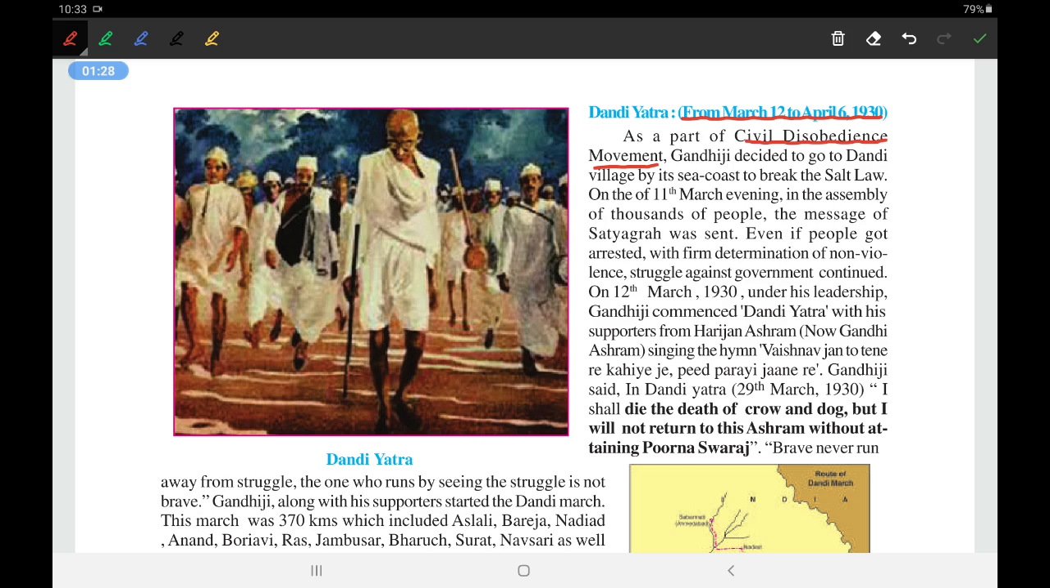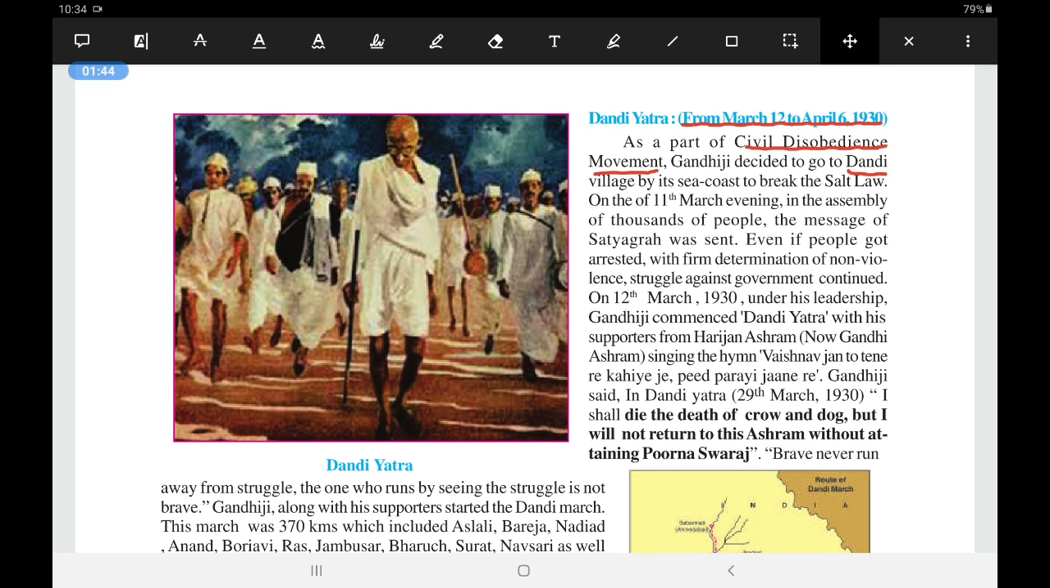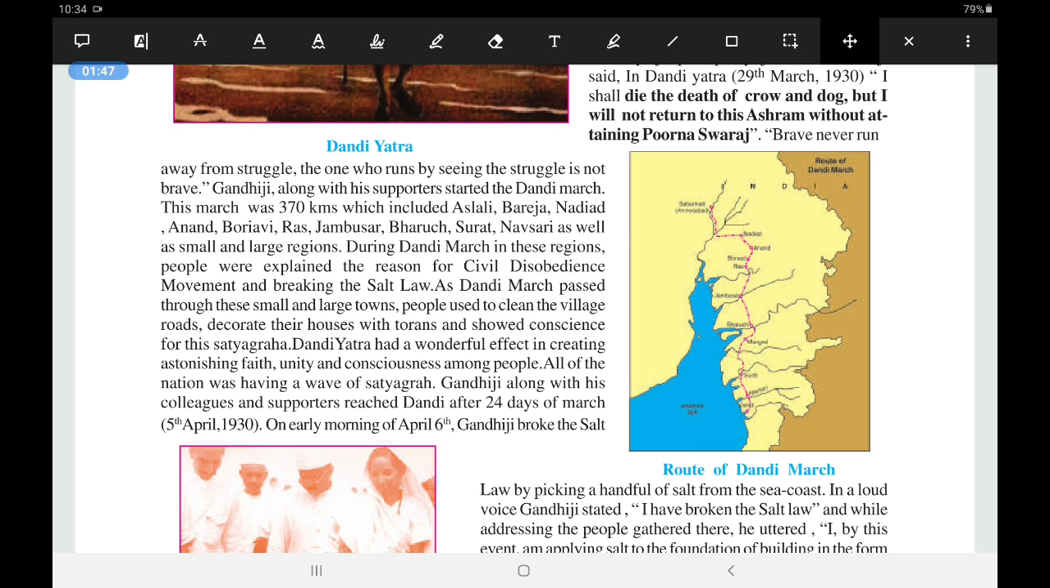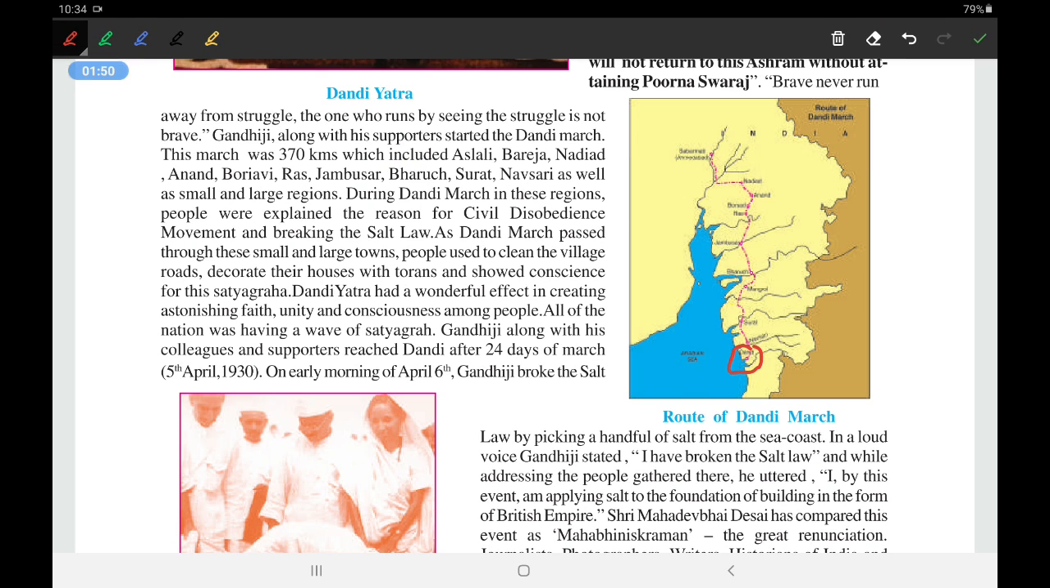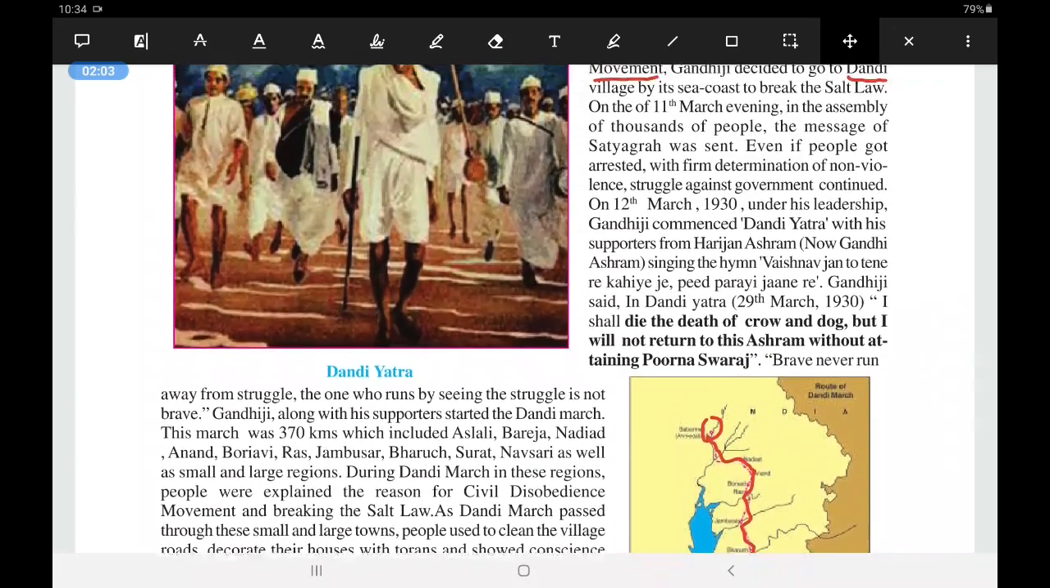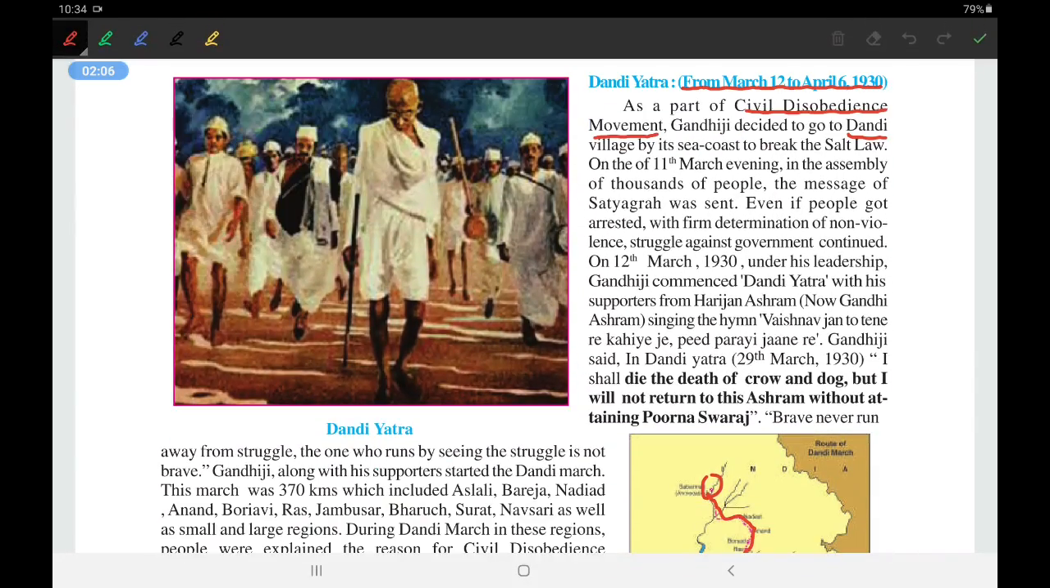The civil disobedience movement was started by Gandhiji basically on March 12, 1930, and this Dandi Yatra was a part of it. Gandhiji decided to go to Dandi village. You can see the photograph here. Dandi village is somewhere here, and here it's Ahmedabad. So he wanted to walk this whole way and pick up salt from the sea coast at Dandi village to break the salt law, as opposition to the tax on salt by the Britishers.